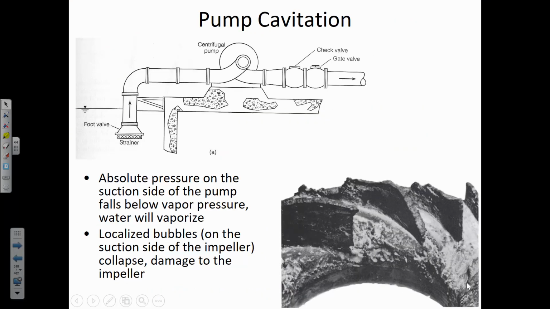So here is a picture of what happens to a pump impeller during cavitation. You can see that the impeller vanes are pitted, and there's been some damage there because if you think about a pump that's sucking water from some reservoir, here this triangle and the ripples are indicating a free surface of water.